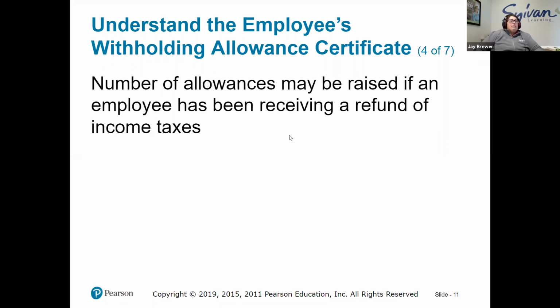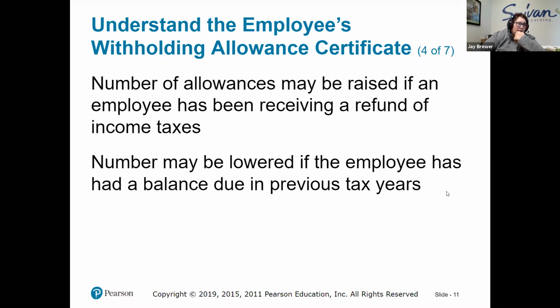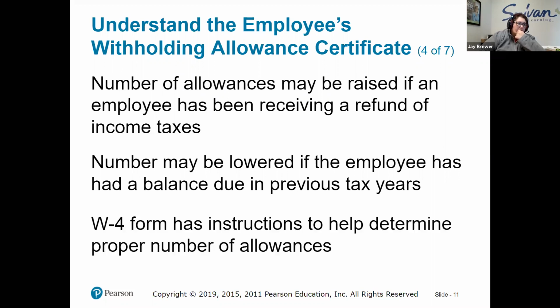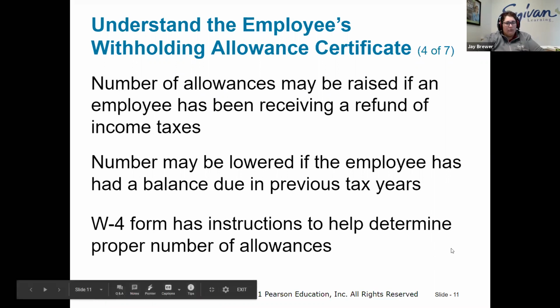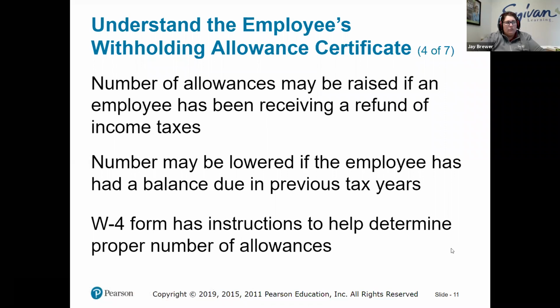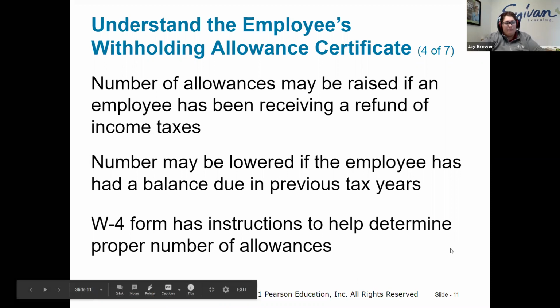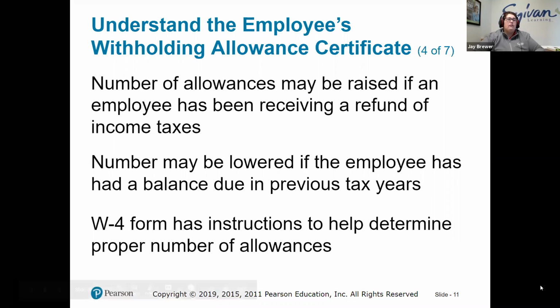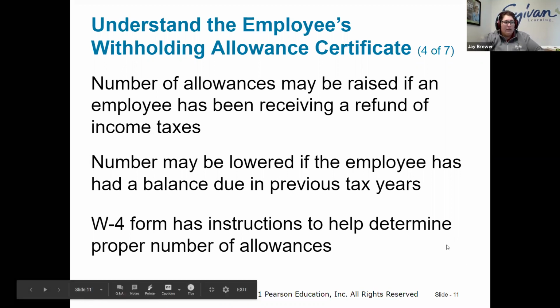Number of allowances may be raised if an employee has been receiving a refund of income taxes. Number may be lowered if the employee has had a balance due in previous tax years. W-4 form has instructions to help determine the proper number of allowances. So I'm pretty sure growing up, my dad always told me you put a 0 or a 1. That's it. If you put a 0 down, then you should be getting back the majority, like you should get a refund almost every time.